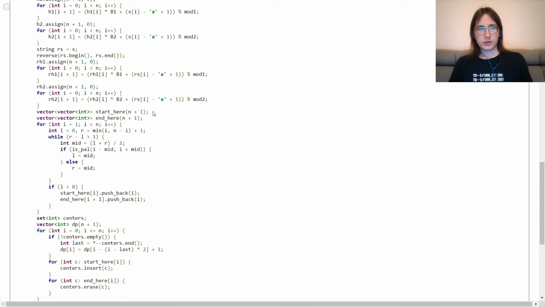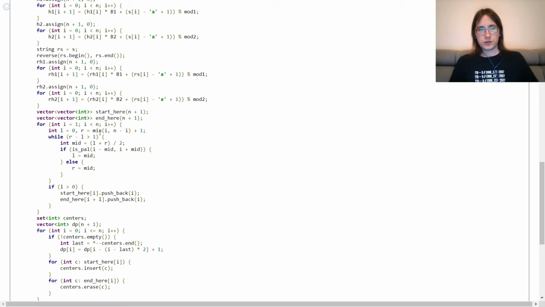And then I prepare to use the sweeping line method, and in order to do it, I create an array of lists where for each position I store segments that start at this position, and an array of lists which for every position stores the segments which end on this position. Then I consider a possible center of the palindrome, which will be a gap between the element i-1 and i.